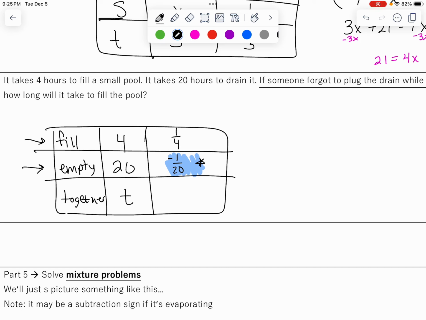What do you do for together? 1 over T. I can make the equation, but I don't feel like I need to go any further. Do you think I made my point about working against each other? You skipped a step. You didn't write plus the negative 1 over 20. You just went right to the minus.